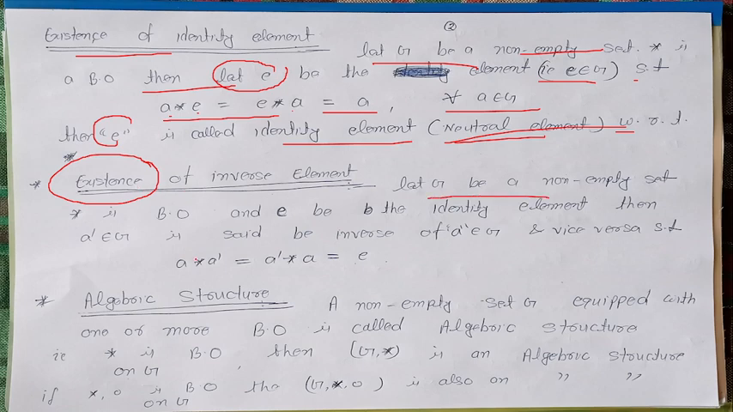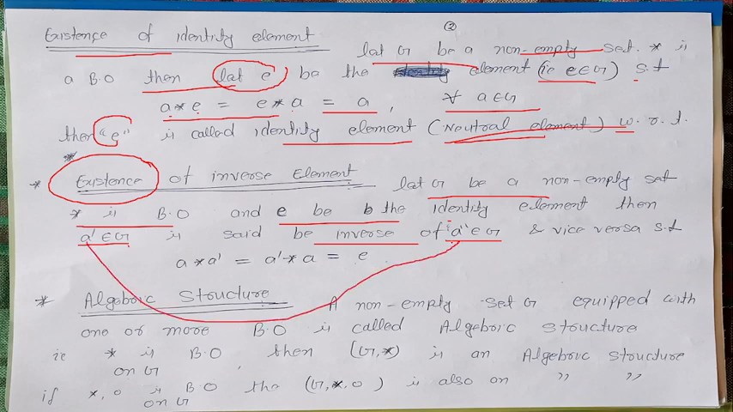Let G be a non-empty set, star be a binary operation, and E be the identity element. Then A dash, or A prime, belongs to G and is said to be the inverse of A, and vice versa. This means that this element has an inverse, and that element is also the inverse of this one, such that A star A prime equals A prime star A equals E. If we get E, then we say that A has inverse element A dash, and A dash has inverse element A.